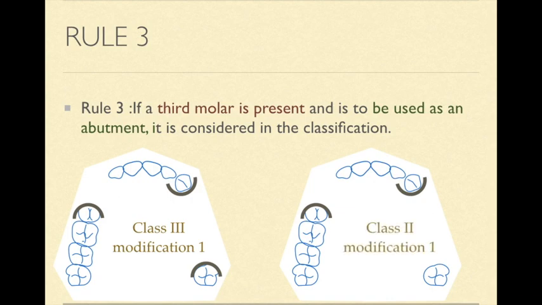However, on the right side, because we are not going to use tooth number 16 as an abutment tooth, the edentulous area actually becomes the edentulous area posterior to the natural teeth, and it's a unilateral posterior edentulous area. So that's Class 2. And you also have one modification area on the other side. So that's what we call Class 2 modification 1.